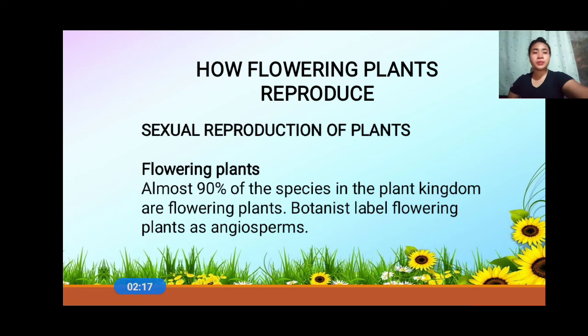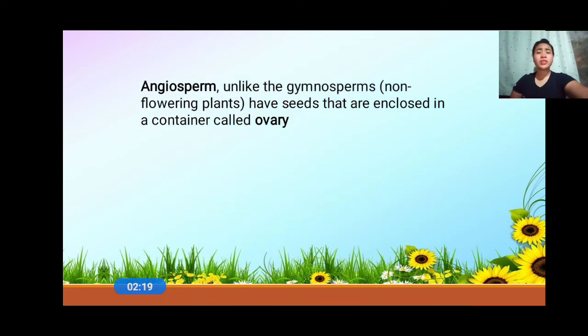Okay, so everyone, when we say angiosperms, unlike gymnosperms or non-flowering plants, they have seeds. Okay, angiosperms have seeds that are enclosed in a container called ovary. So what is the difference between angiosperms and gymnosperms? Angiosperms have seeds in the ovary, while gymnosperms don't have because they are non-flowering plants.